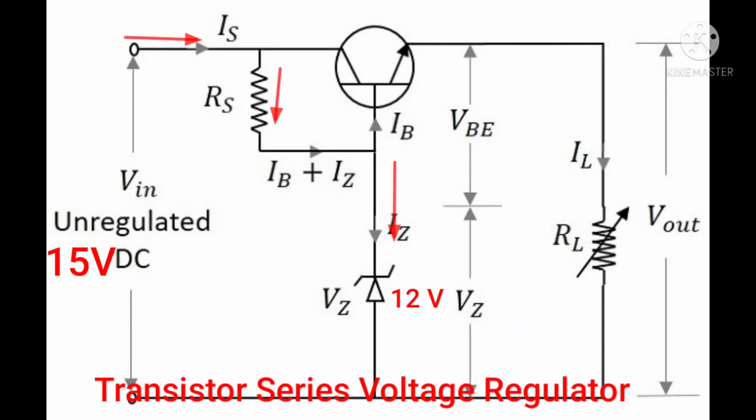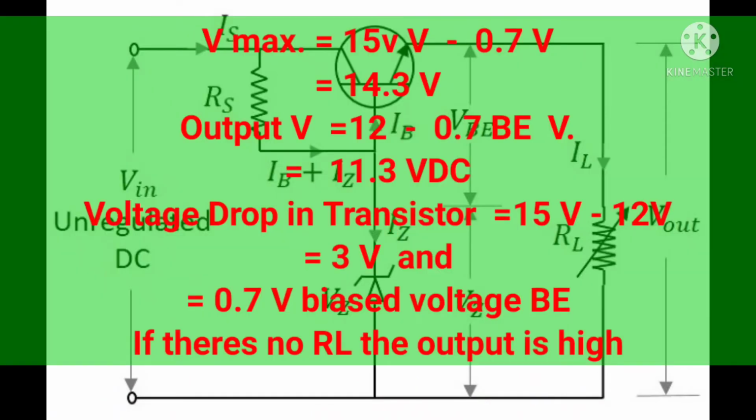I will also show you the illustration of the maximum voltage in the transistor. This is the output voltage maintained by the zener voltage. The maximum voltage is 15 volts minus 0.7 volts equals 14.3 volts. The output voltage in the load is 12 volts minus 0.7 base-emitter volts equals 11.3 volts DC. Voltage drop in the transistor equals 15 volts minus 12 volts, equals 3 volts, and 0.7 volts is the base-emitter bias voltage. If there's no resistance load, the output is high.